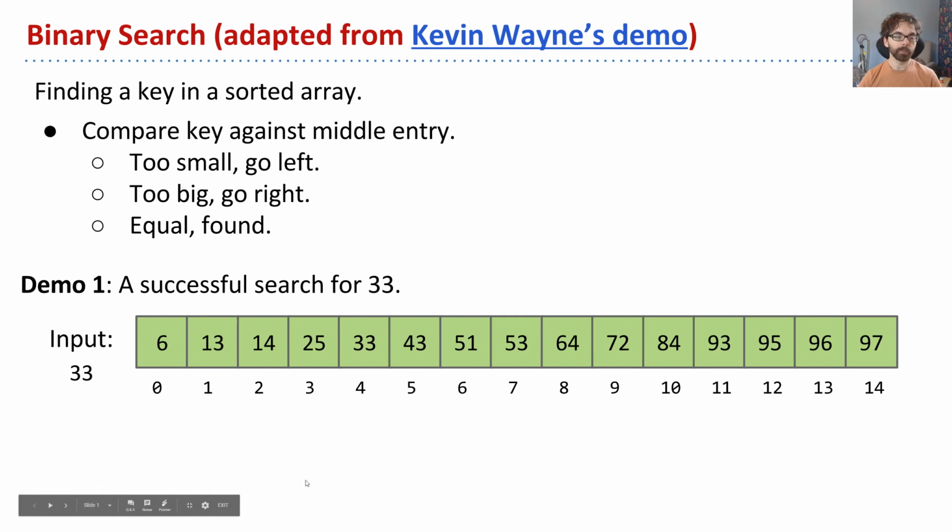And the way it works is we have an array of items that is all in sorted order. That's very important. And we have a key that we want to find. So in this case, our key is a number 33, and we want to search for it in this array.